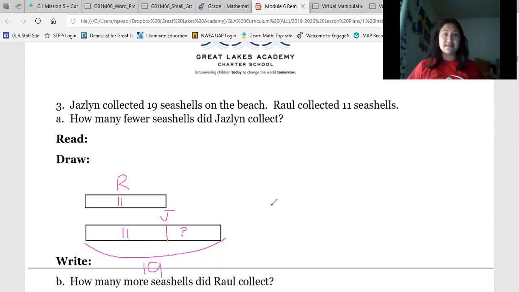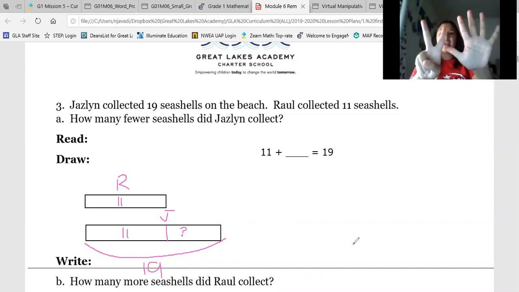Raise your hand if you solved for the missing part using an addition number sentence. Nice job. Raise your hand if you solved for the missing part using a subtraction number sentence. Nice job. Both are totally okay. Let's solve using an addition number sentence first this time. So we know that Raul had 11. We know that Jaslyn got some more, and she collected a total of 19. Let's grab 11 and count up to 19 to figure out what goes in that missing part. Get ready, go. 11, 12, 13, 14, 15, 16, 17, 18, 19.